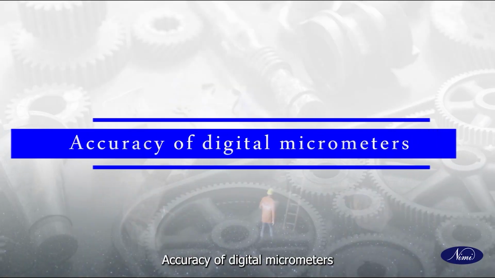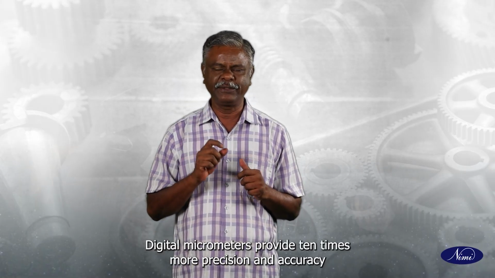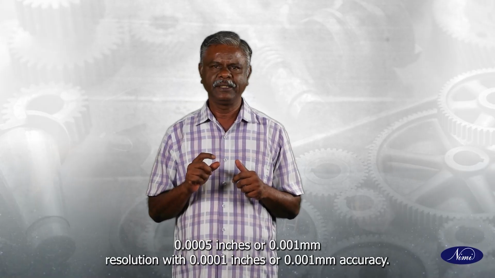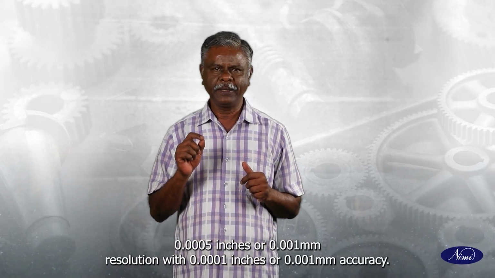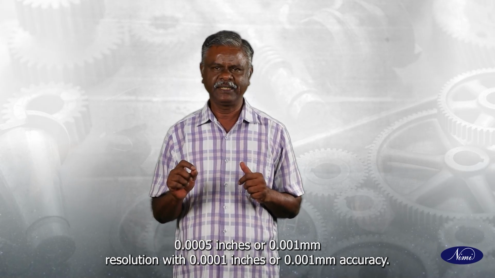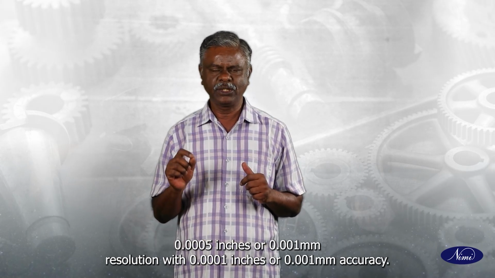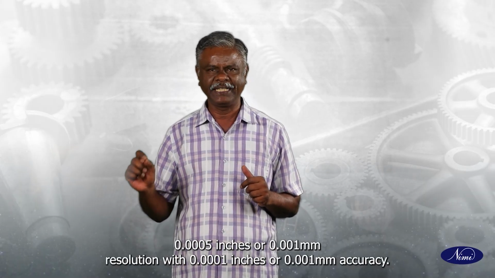Accuracy of digital micrometers. Digital micrometers provide 10 times more precision and accuracy. 0.0005 inches or 0.001 mm. Resolution with 0.001 inches or 0.001 mm accuracy.